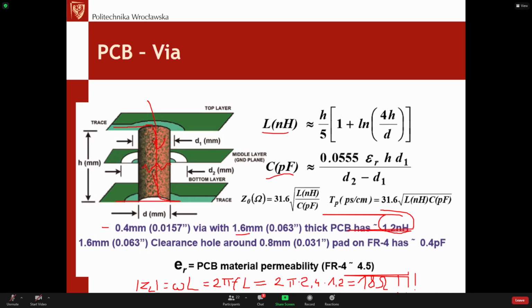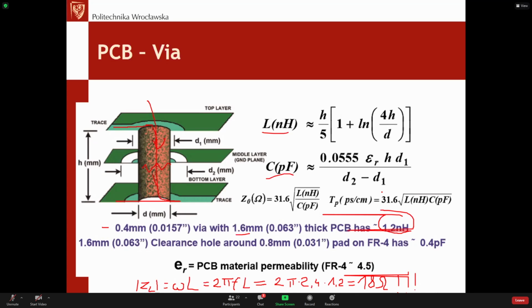18 ohm. It's the impedance, the resistance, that the 2.4 gigahertz signal will meet when passing through the via. Of course, the DC resistance of the via is very, very low. We talk here about micro ohms even, so it's negligible. That's why there is no formula here. But the inductance of the via matters.